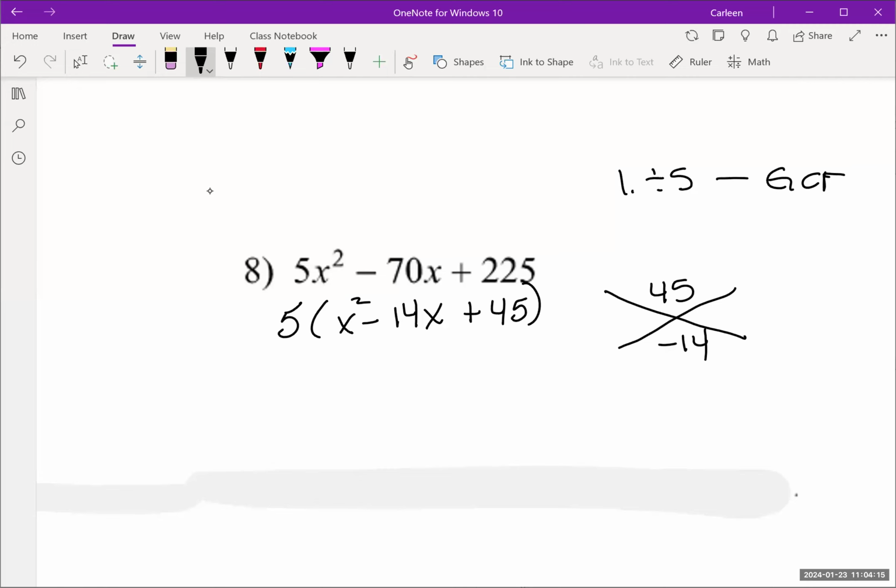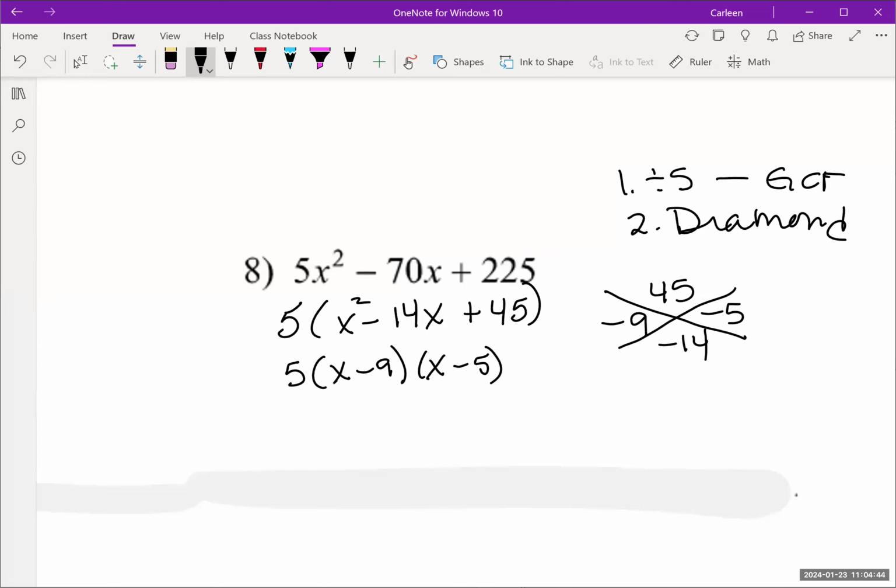Chart of factors. How about -9 and -5? Yeah, when you multiply, the negatives cancel. When you add, same sign sum. So this, we did GCF and then we did diamond. 5 times (x minus 9)(x minus 5).